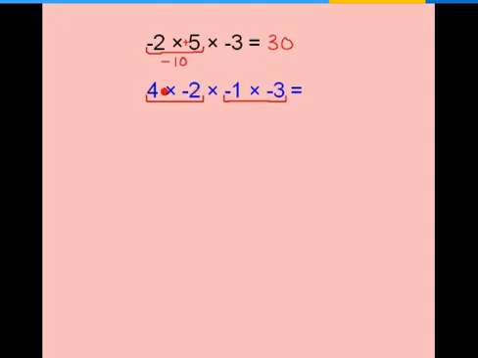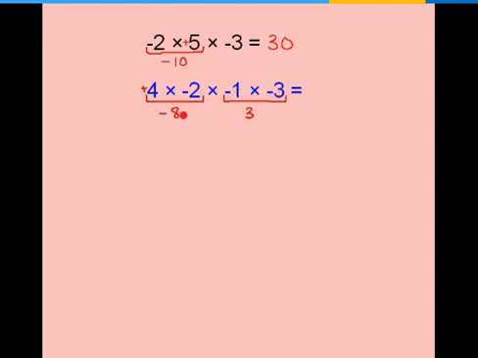So we've got 4 times minus 2 here. Remember, this is positive 4, so we've got different signs giving us a minus, and 4 times 2 is 8. So we've got minus 8 from this pair. From this pair, we've got 2 signs that are the same, so that's going to be a plus, and we've got 1 times 3, so that's 3.